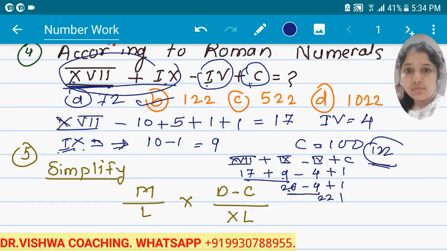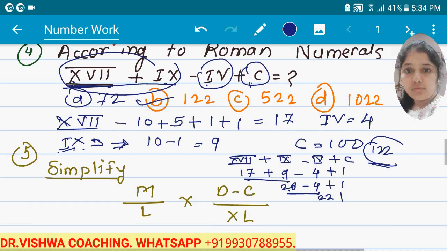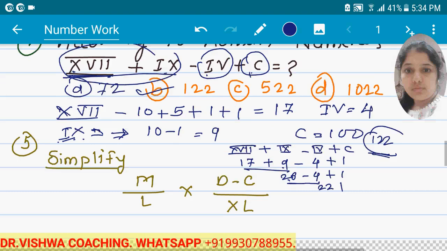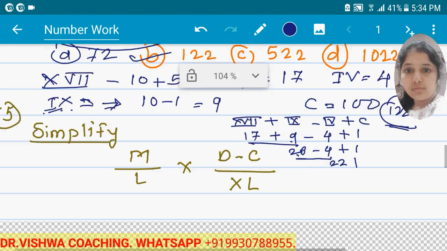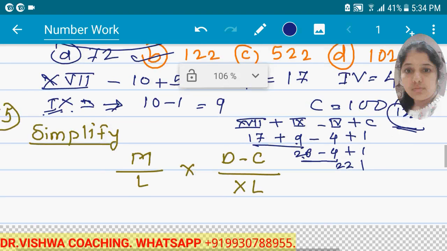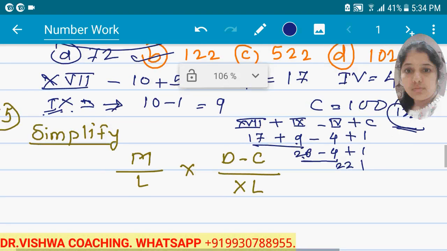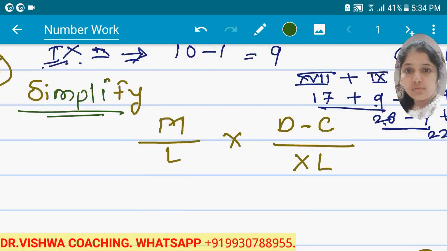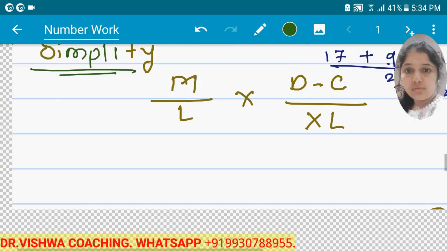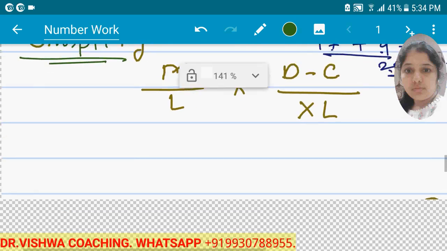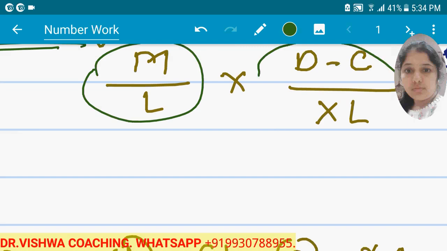Now the next question. Here you have to simplify the given sum. Again the problem is given in Roman numerals and you have to convert it into the international numeral system, and then solve it. Here also I will do this division first, then this division, and then multiply whatever answers I got.